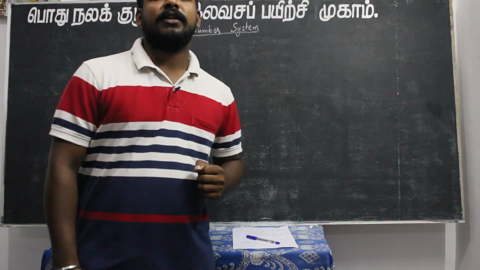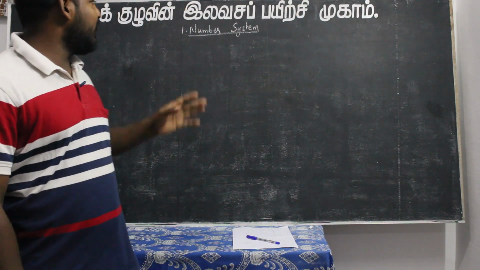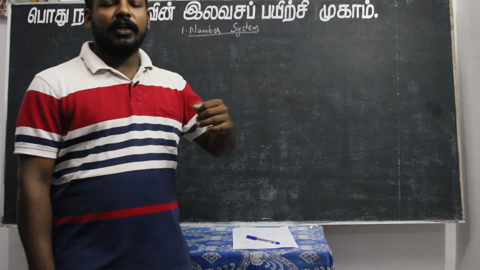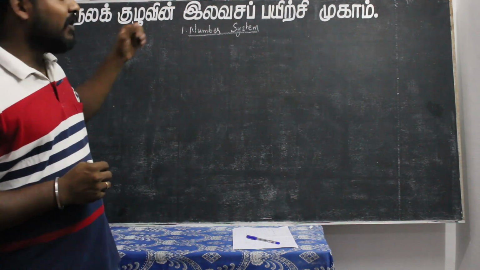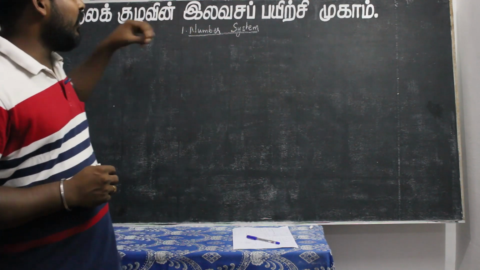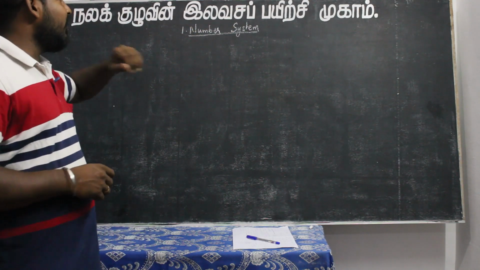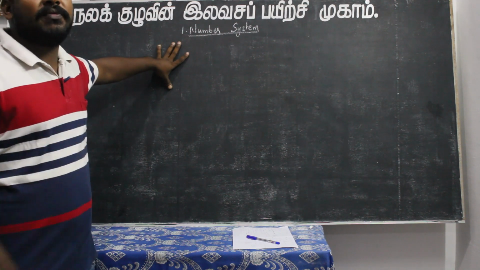Hello everyone. Today we are going to discuss the number system. We already learned about the number system in classes 6, 7 and 8. This year we are going to learn the real number system. First we will find out how many types of number system there are.